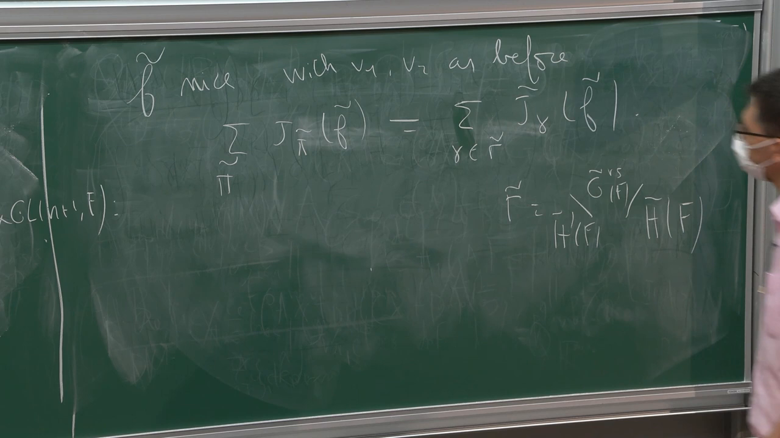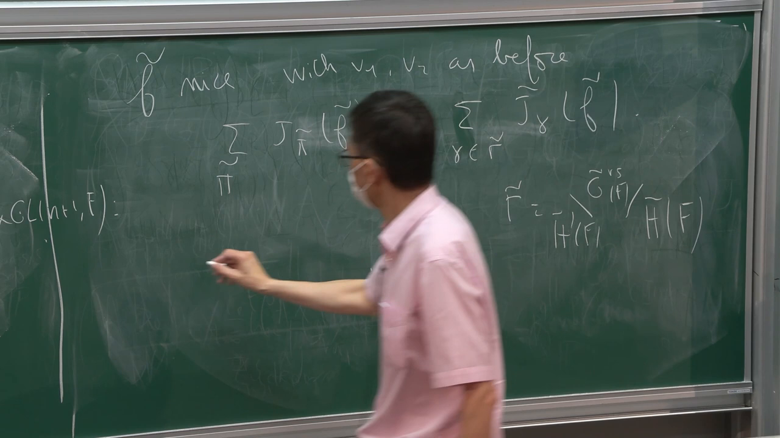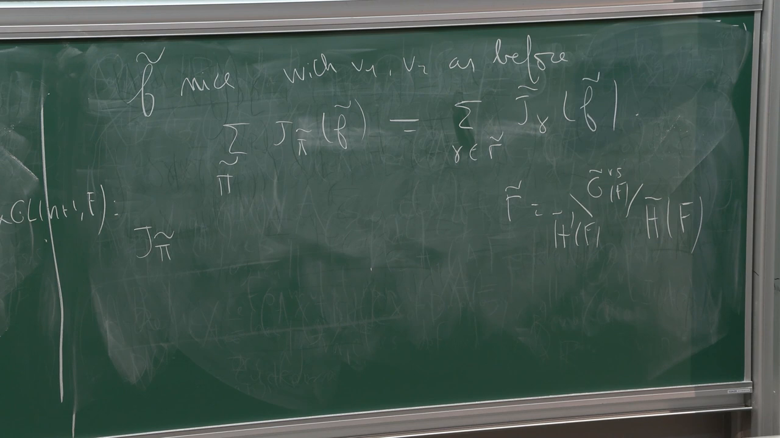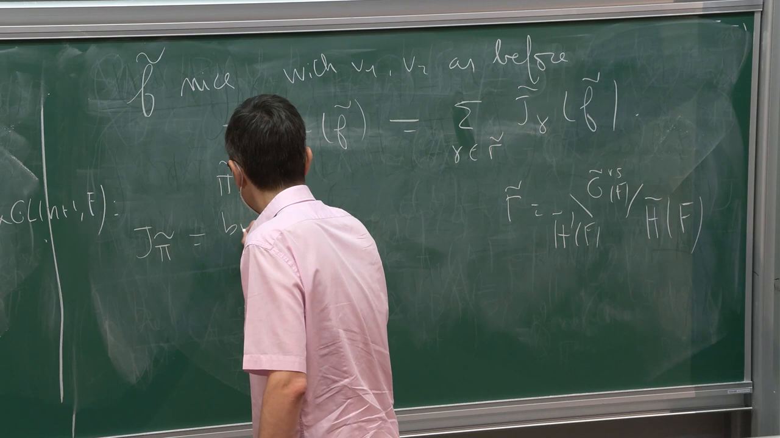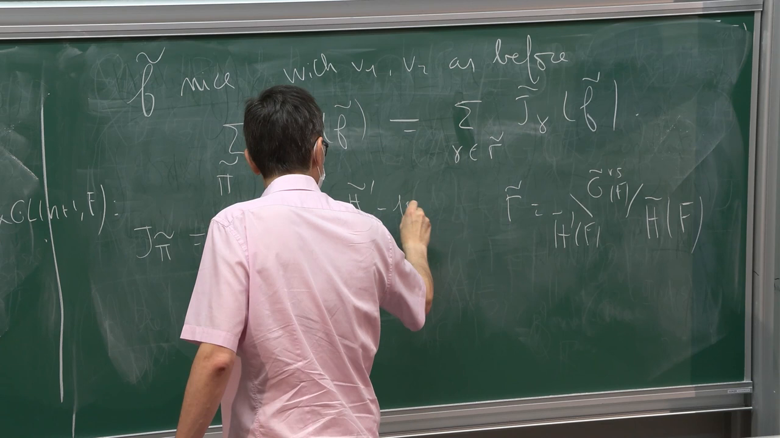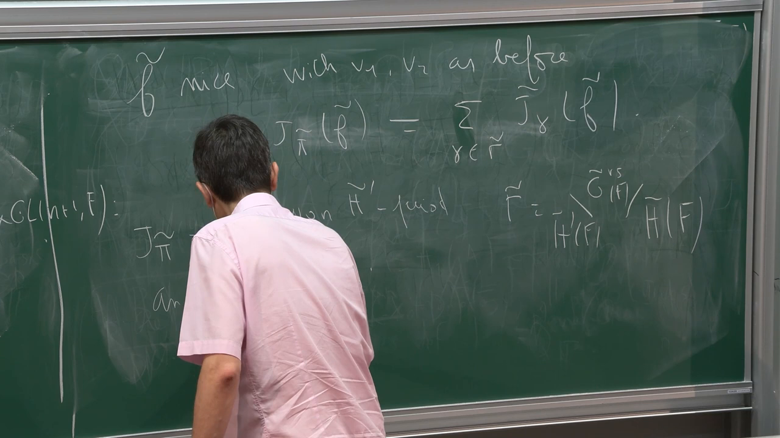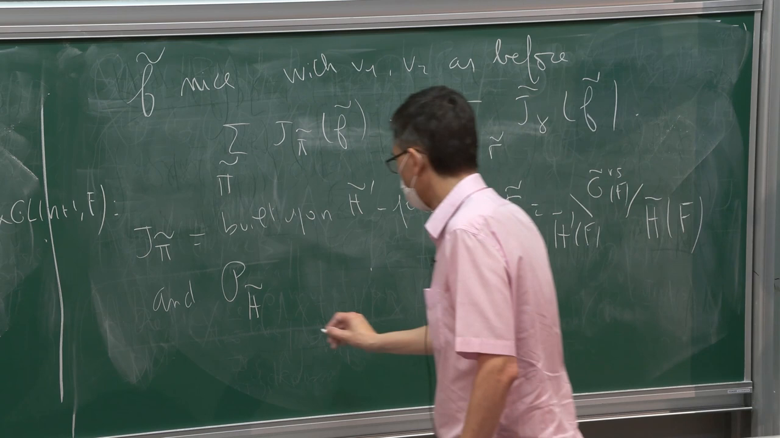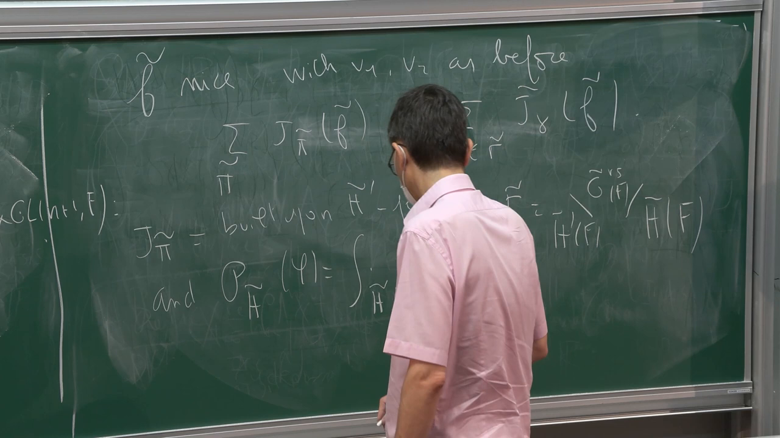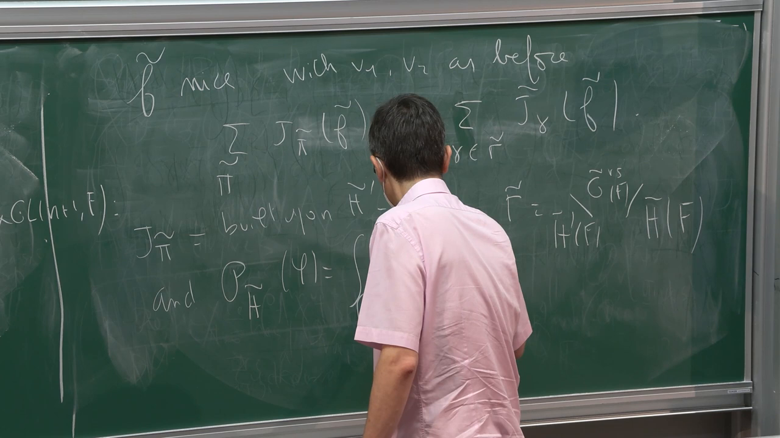I have to explain J P tilde. It is not exactly so. It is built upon the H tilde prime period, and the period which is not exactly the H tilde prime period. In fact, it is given by integration against a character.